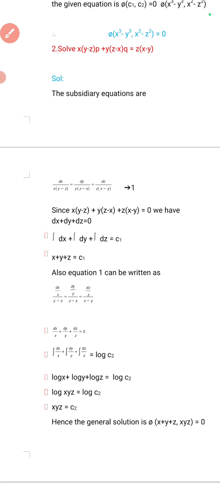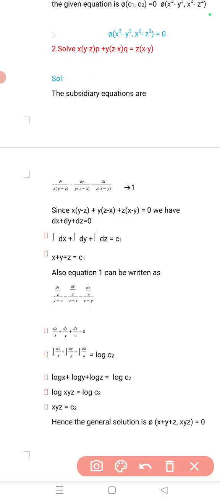So what is my general solution here? My general solution or complete solution is phi of x plus y plus z, which is nothing but c1, and what is my c2 value? xyz equal to 0. So in this session I discussed two different problems in method of grouping. Hope you have understood much better in this session.